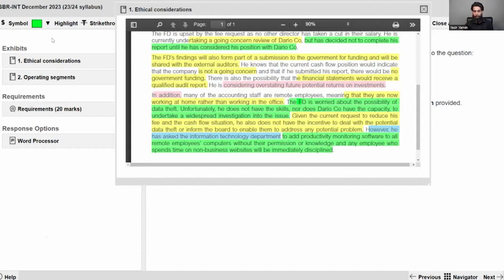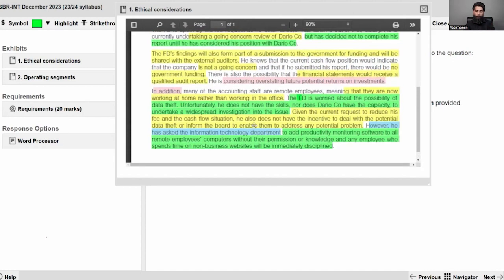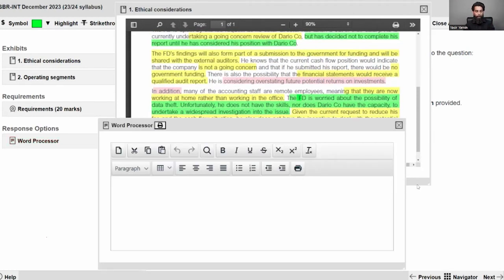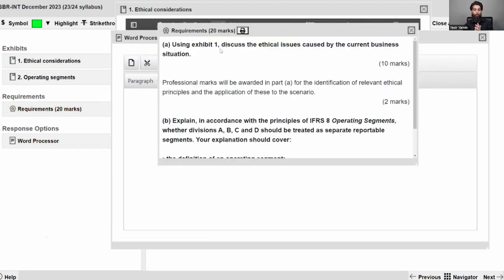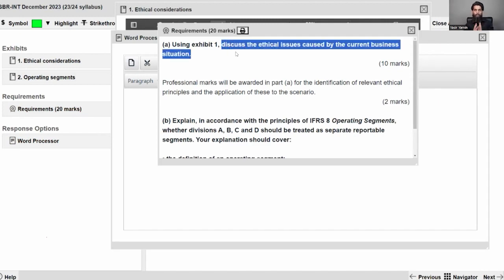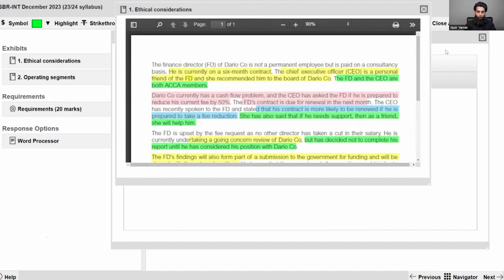Is it okay? So, guys, now we have read the whole scenario. And now I would suggest that we jot down some points, which I can only do with your help. Let us go to the requirement again. We just need to discuss the ethical issues caused by the current business situation. Now I just need some pointers from you guys regarding this case. I'm not making a complete answer right now because it would take a lot of time, but at the very least what we can do at this moment is just make up some points. So I'll be writing the answer in the form of bullet points.